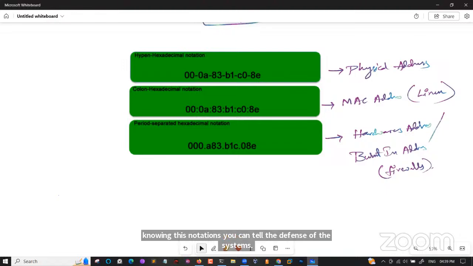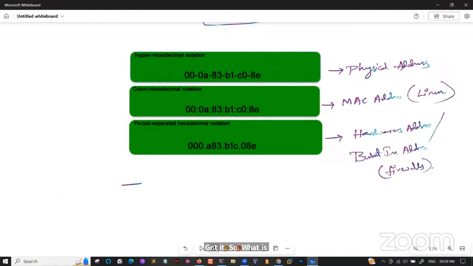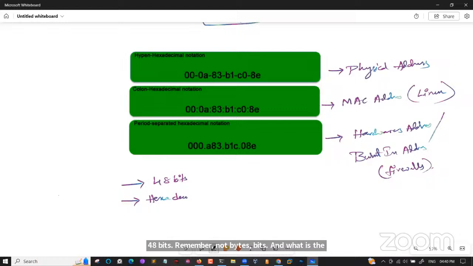Got it? So what is the size of MAC address? What is the size of MAC address? 48 bits. Remember, not bytes, bits. And what is the format of a MAC address? It's a hexadecimal format. All right. Got it? So this is all about the physical address. So this is what we call a MAC address.